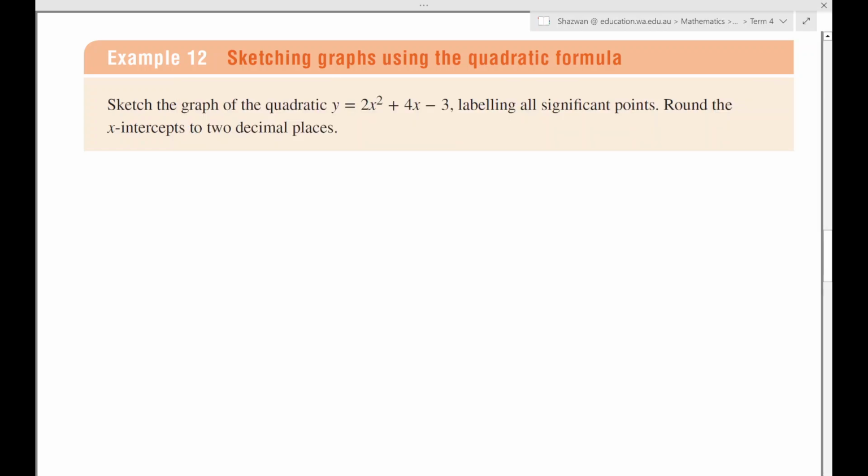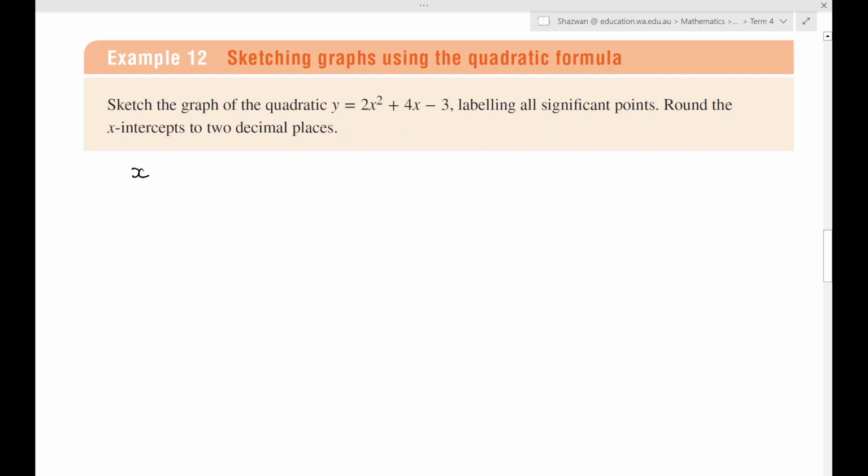Alright, let's look at some more quadratic equations and how we can sketch them, but today using the quadratic formula. If you can't quite remember, the quadratic formula starts with the general equation of a quadratic, and we want to find the roots. We know the roots exist when y is equal to 0. So we might just say, 0 is equal to ax squared plus bx plus c.